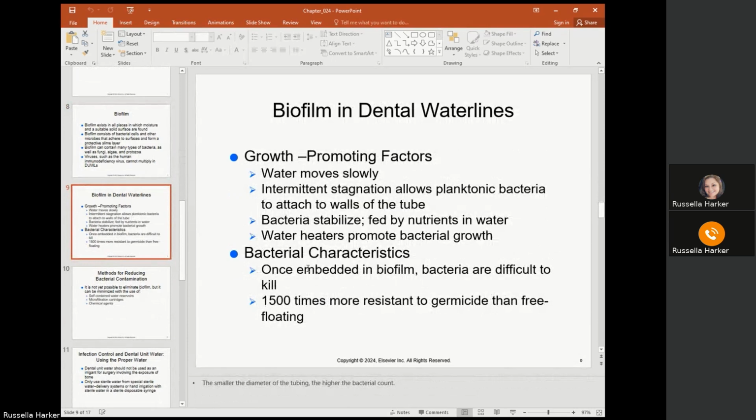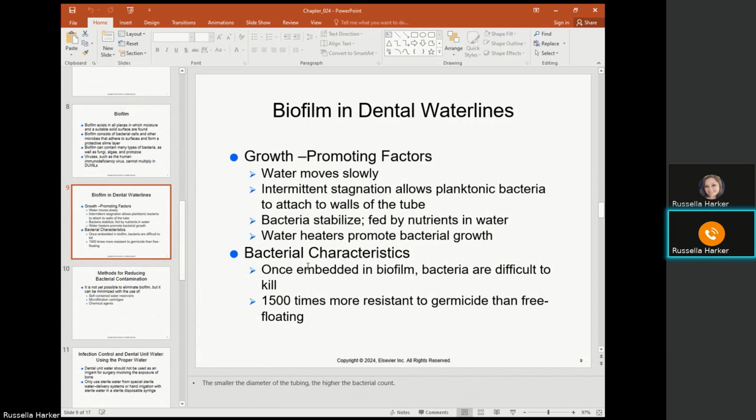So things that promote growth in the dental unit water lines is that the water moves slowly. As it moves slowly, it does promote the growth because it's not flushing it out of the lines. And then because there is intermittent stagnation, meaning that the water isn't moving at all at times when the units are not being used, it allows bacteria to attach to the walls of the tubes inside. The bacteria then stabilizes and is fed by the nutrients that are in the water.